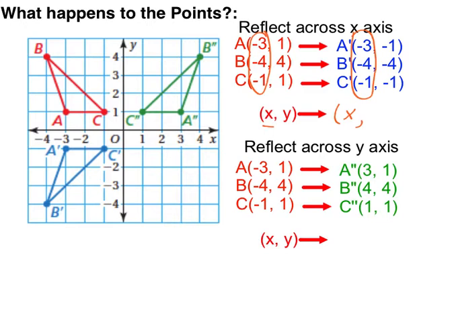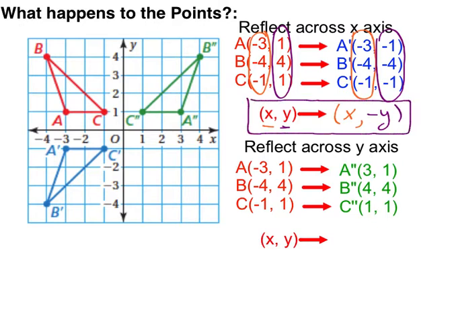Okay, let's look at the y values. We've got 1, 4, and 1 become -1, -4, and -1. So it looks like all three of those went from being positive to being negative of the exact same number. So y is going to become the opposite of y. So this is the coordinate rule for reflecting across the x-axis. The x-axis, (x, y) becomes the same x and the opposite y.